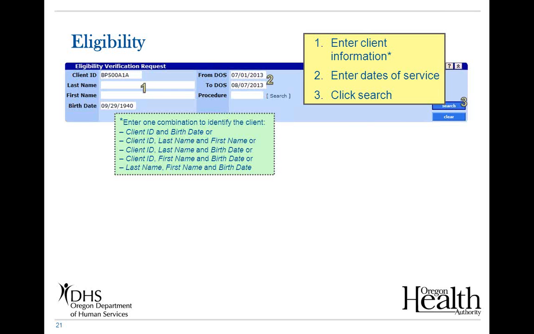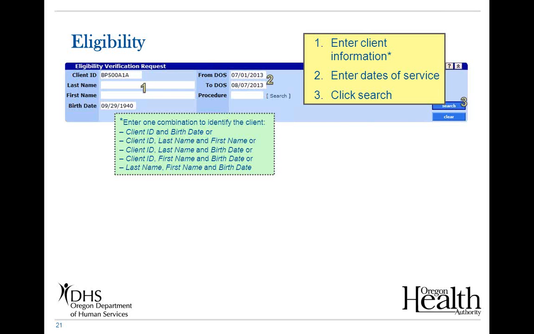And then you enter a from date of service and a to date of service. Keep in mind that you do need to enter that as a 2-digit month, 2-digit day, 4-digit year. If you enter it in that format, you don't have to enter the slashes. Also, your to date of service can only be through today. You cannot look up future eligibility. And then one other note is your from and to date of service can be 1 day, or it can be up to a 13-month span of time. And then you would click Search.